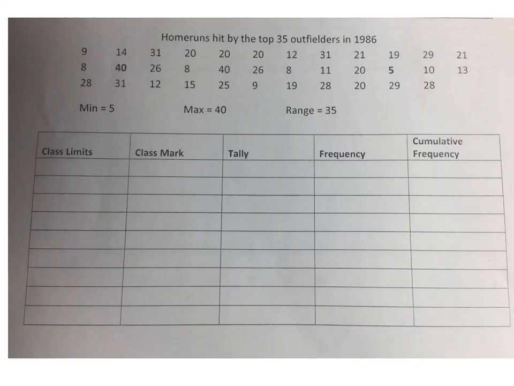So look at our example here. We have the home run hitters from the top 35 outfielders in 1986. These numbers are in no particular order, and our human brain cannot comprehend all of these numbers and get anything major out of it. But if we're able to figure out what the minimum is, in this case 5, and the maximum 40, we'll be able to go from that to help us get some organization to this. Now notice that gives us a range of 35.